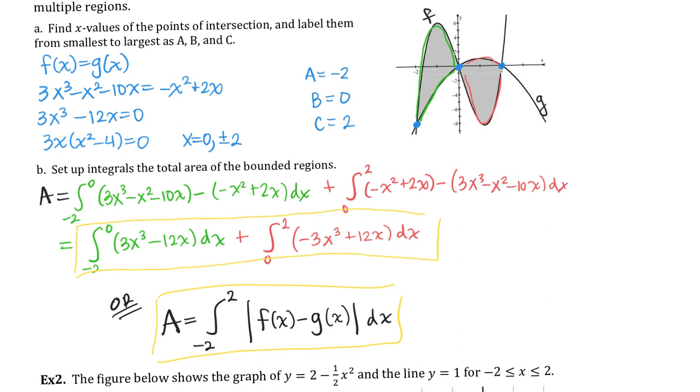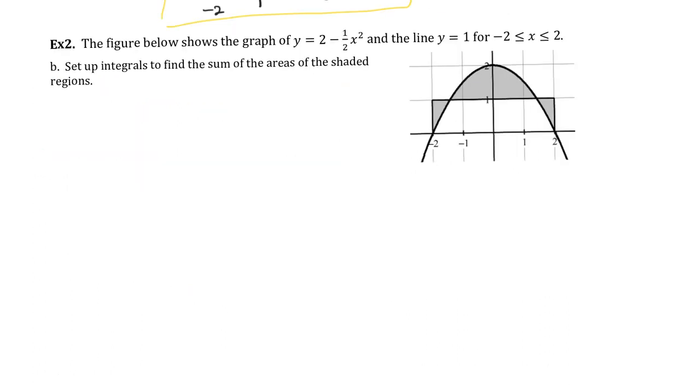Okay, let's look at another example. Example 2, the figure below shows the graph of 2 minus 1/2 x squared, which is this one right here. Actually, I'm going to label it so I can keep referring to it. And the line y equals 1. So this line right here, that's y equals 1. For -2 to 2, closed interval, set up the integrals to find the sum of the areas of the shaded regions. So I want this area, and this area, and I want the total of those areas.